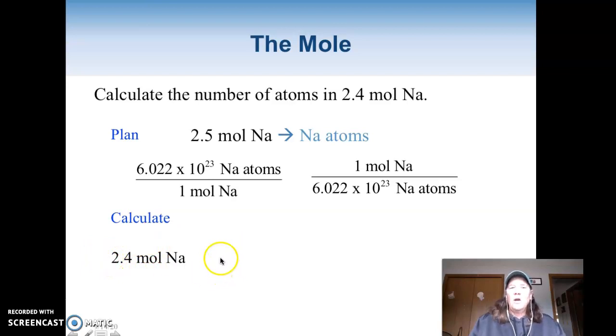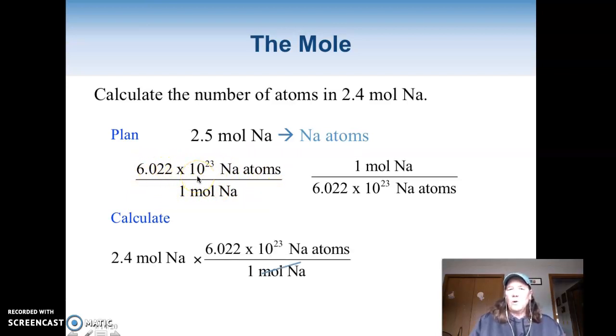That's what I have. Okay, so which one of these am I going to use? Well, I'm going to use this one because moles are on the bottom. So I'm going to put moles on the bottom, and 1 mole of sodium, 1 mole of anything, it doesn't matter, has Avogadro's number of atoms. Okay, so moles cancel out.